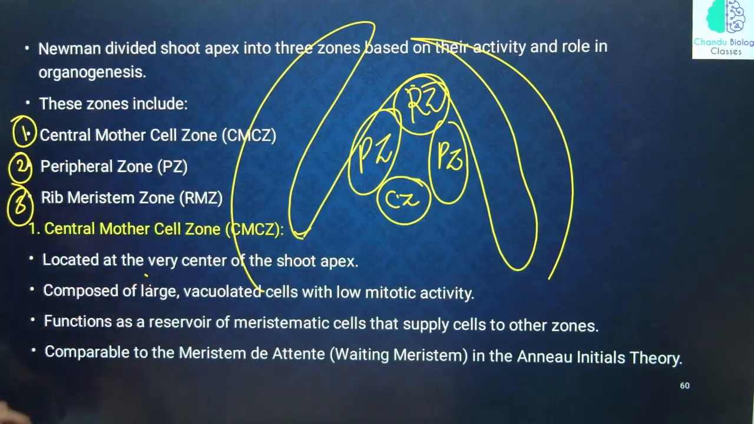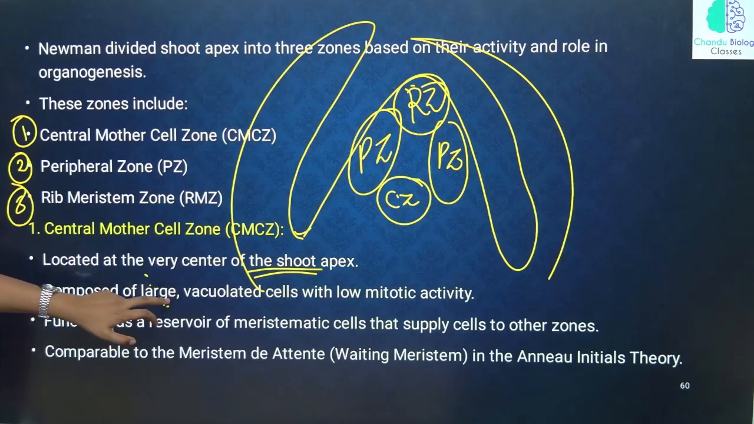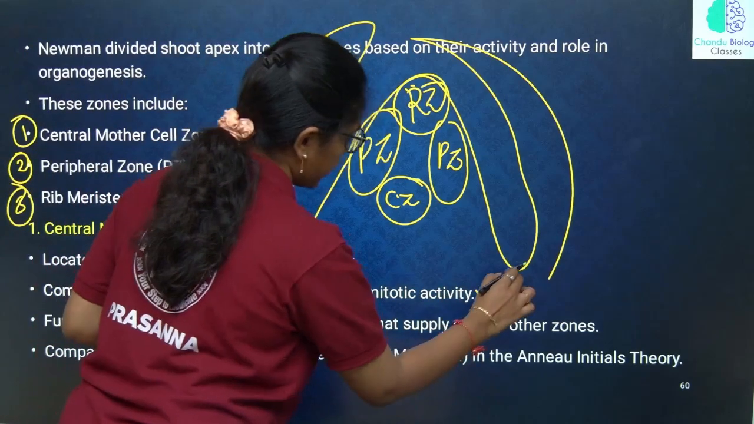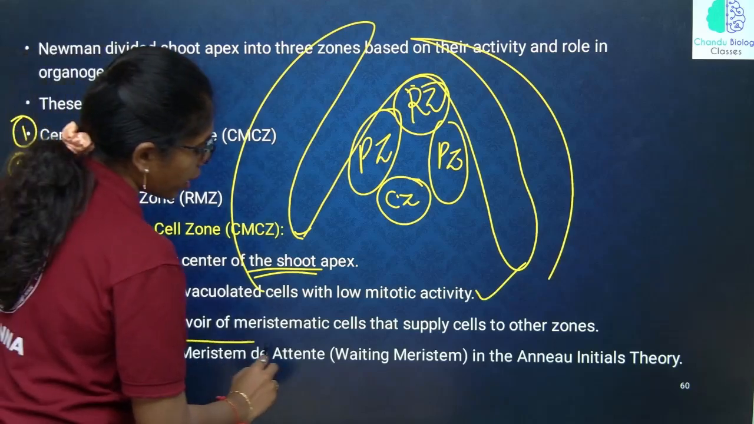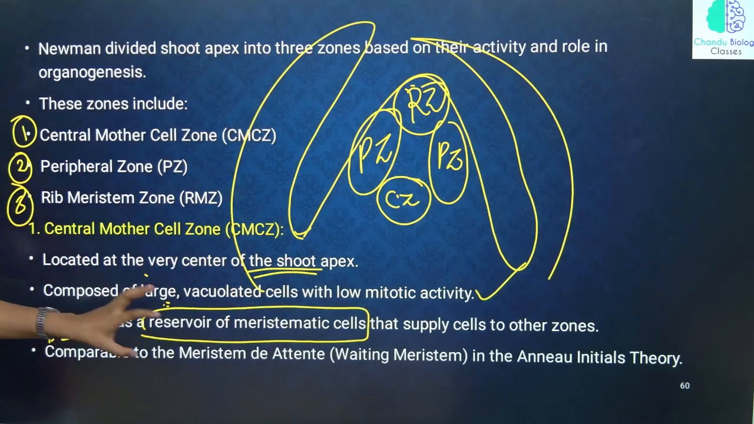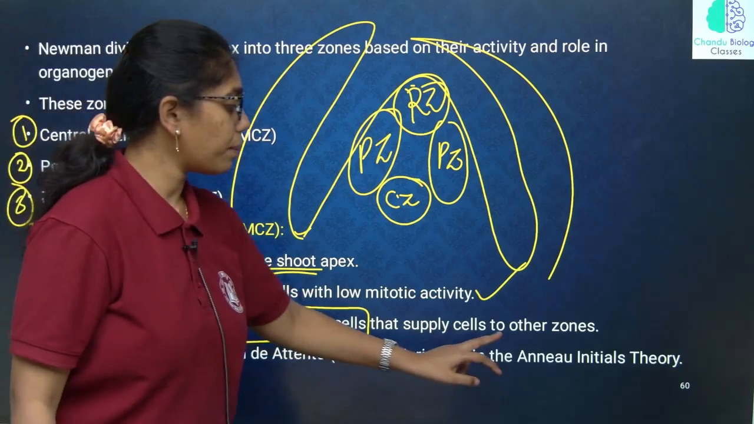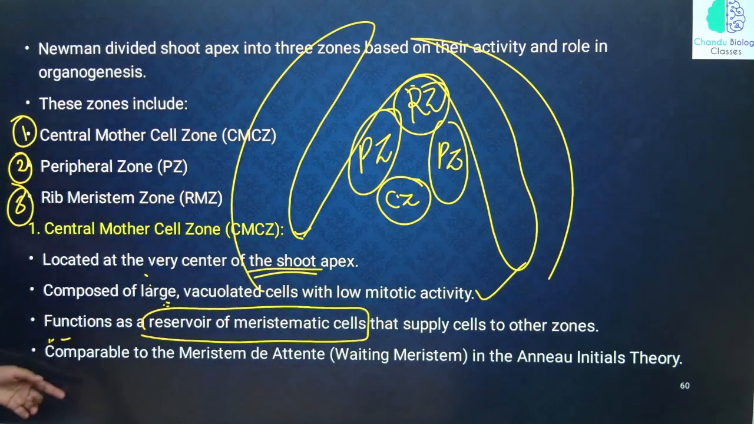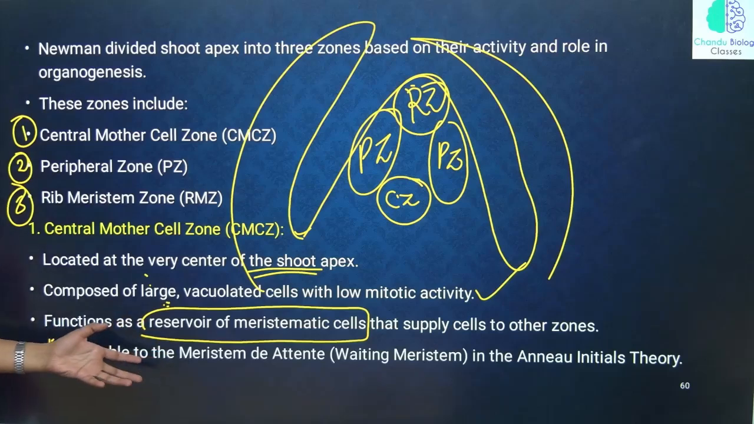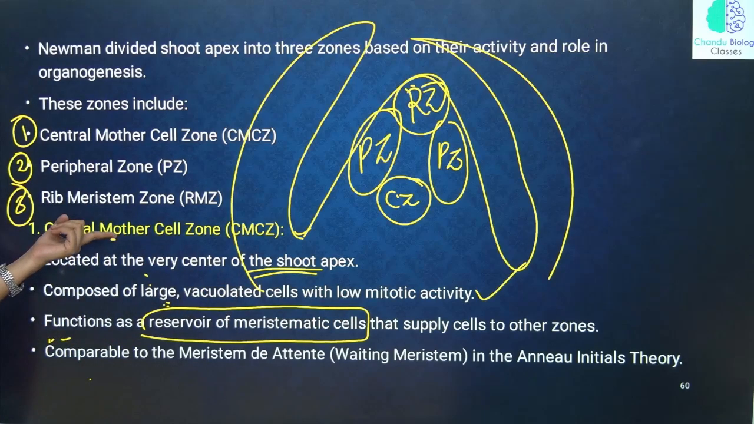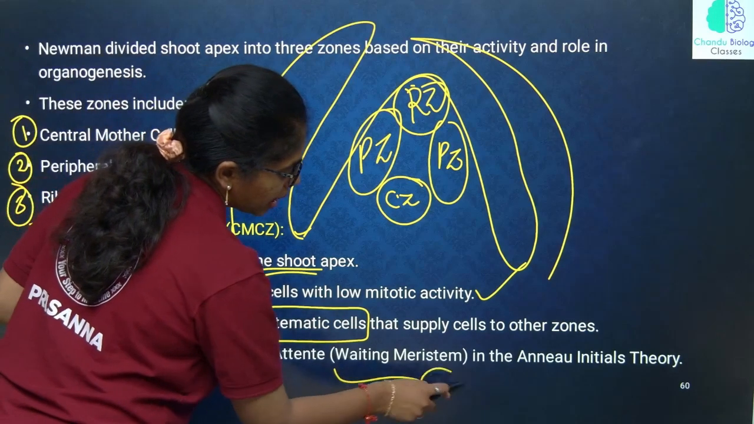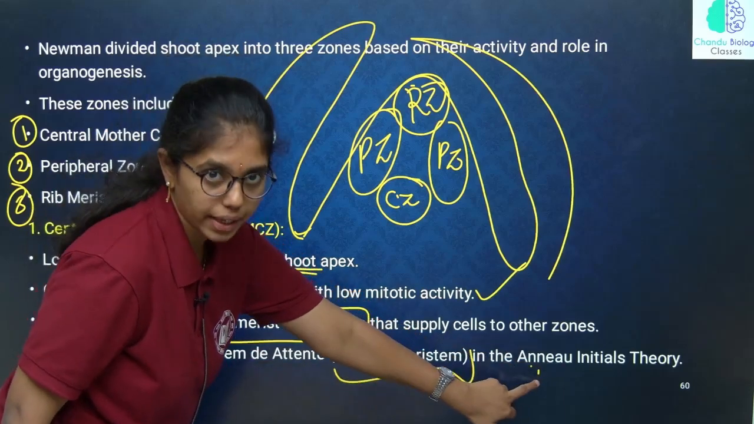The central zone is composed of large and vacuolated cells with low mitotic activity. It functions as a reservoir of meristematic cells that supply cells to other zones as well. It is comparable to the waiting meristem, the Meristem d'attente, of the Apical initials theory.